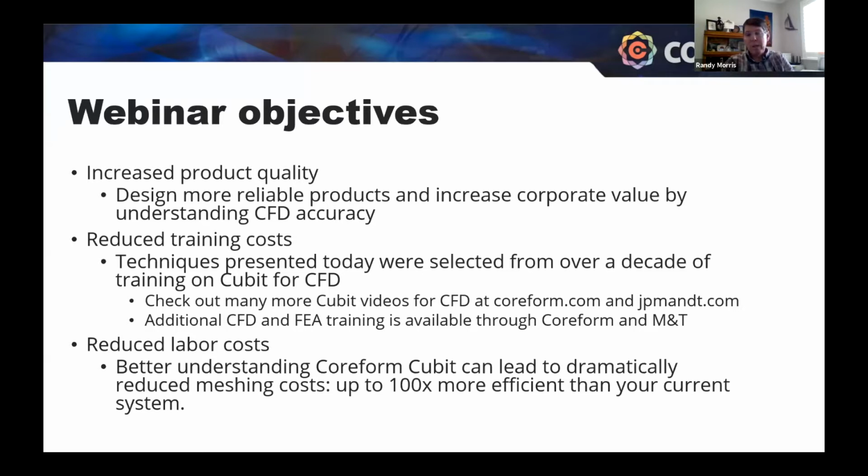And today he's going to make a strong pitch that Cubit helps him and his customers reduce labor costs significantly. So I'm anxious to see how that all plays out.